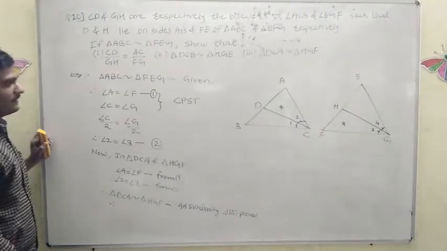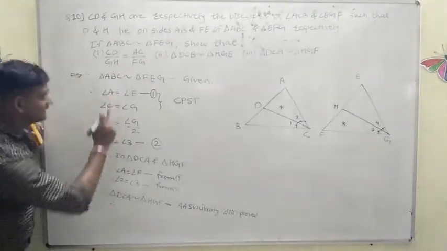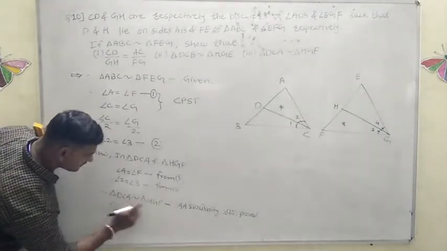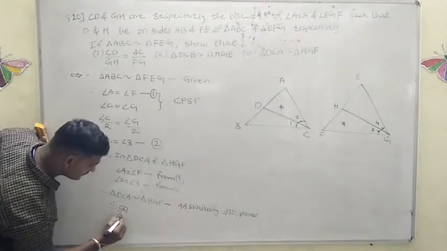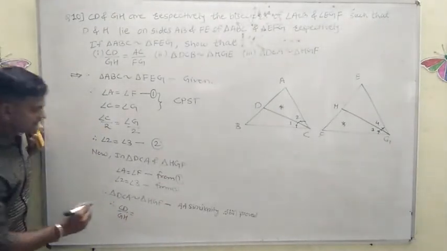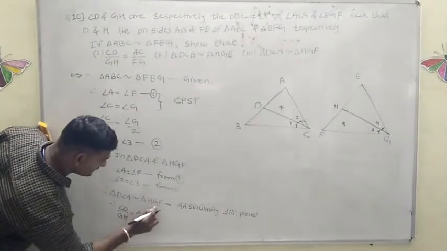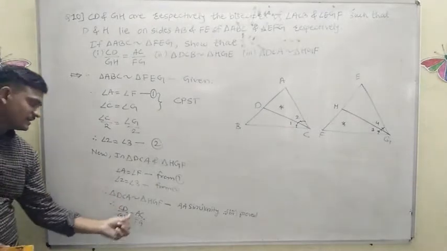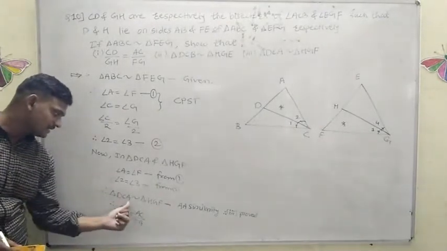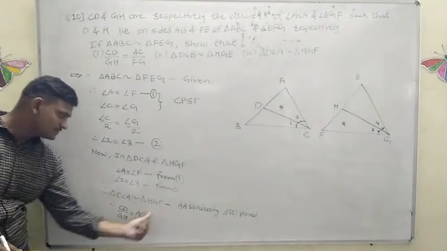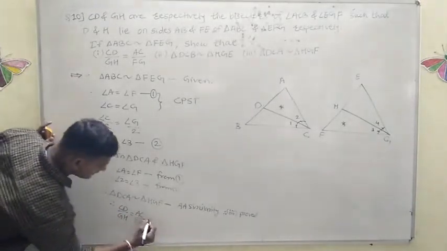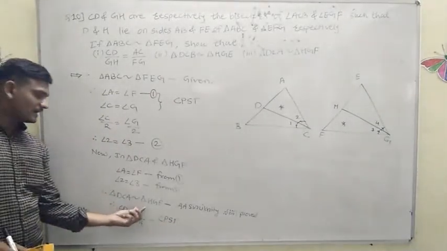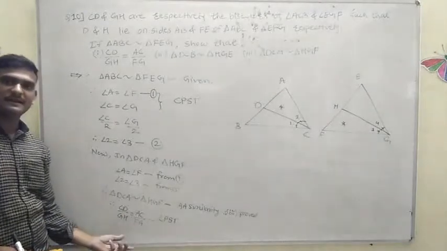Therefore, can we write CD divided by GH? For CD divided by GH, respective vertices we have to check. CD divided by GH is equal to AC divided by FG. Respective vertices I have to write. What is the reason? This is the corresponding part of similar triangles. Because these two triangles are similar, the corresponding parts of similar triangles are equal.